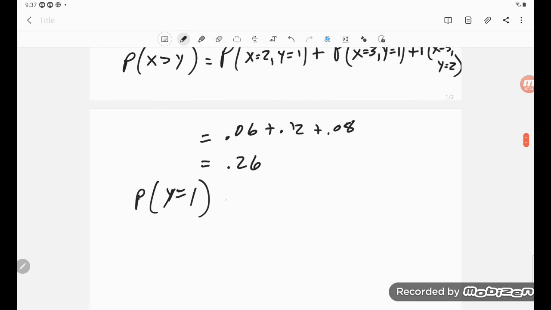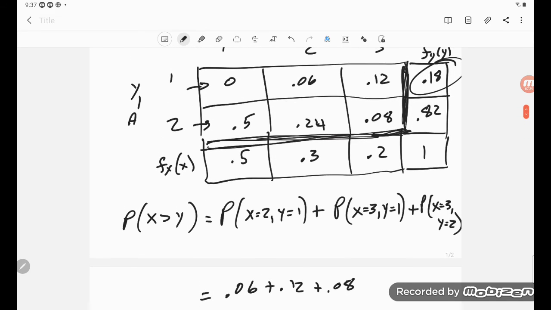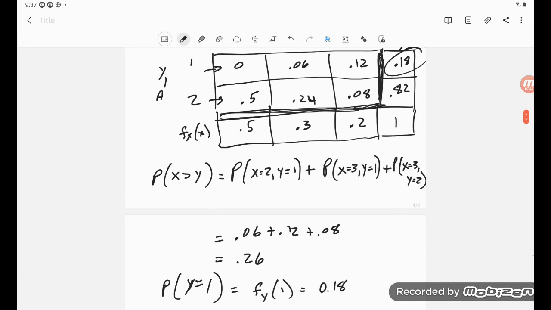Now if we hadn't, one way to look at this is Fy of 1, which is 0.18. That's what we found. Can I make it smaller? There, we can get them both on there. So there was our 0.18, that was our fy of 1.